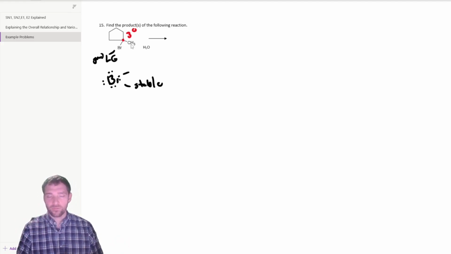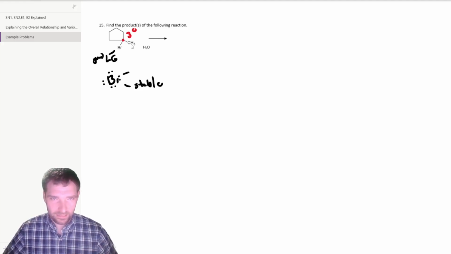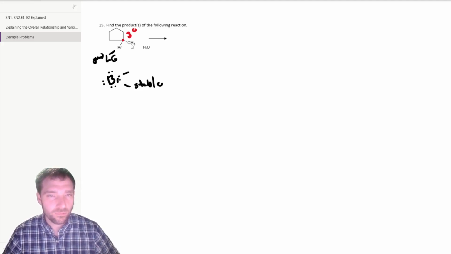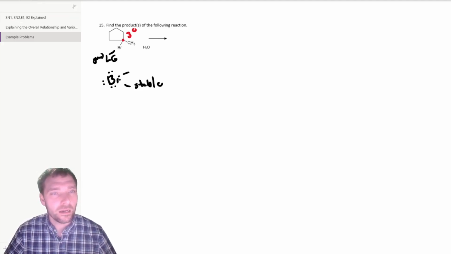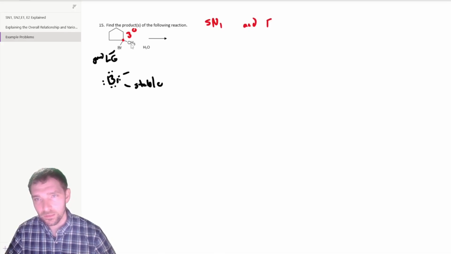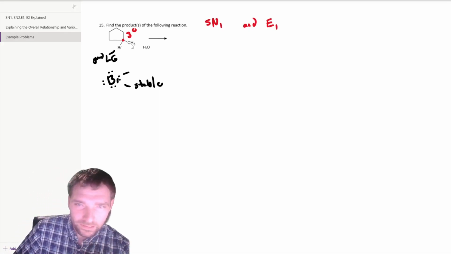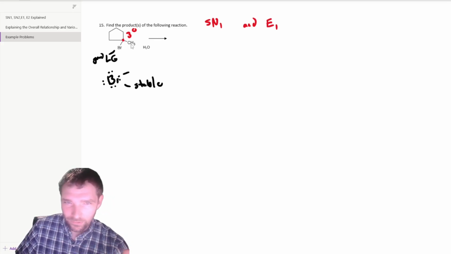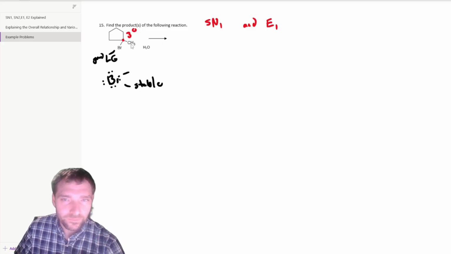And just with that information alone, seeing that it's tertiary, that should be like, okay, well, this is probably going to be the thing with the stable carbocation, which was SN1 and E1. So both of these are going to be present. This water here is not that bulky, so it can act as a nucleophile. It's not going to just do elimination.